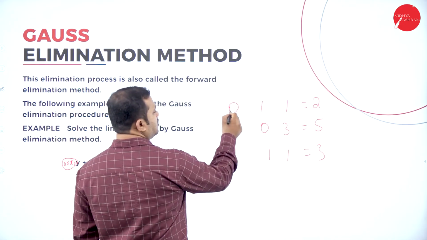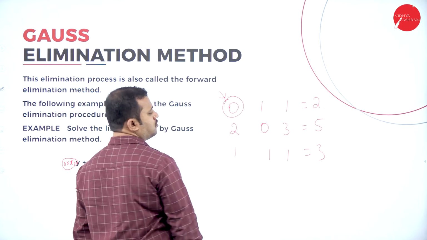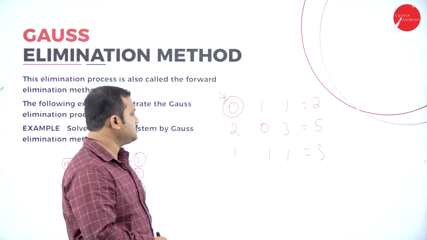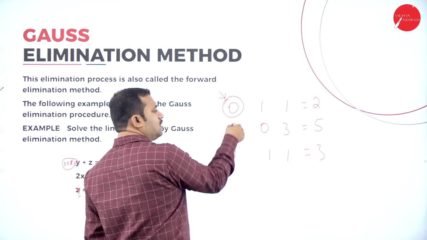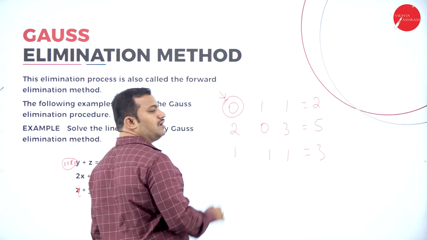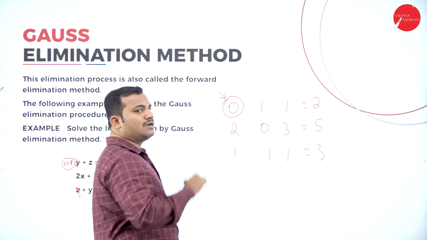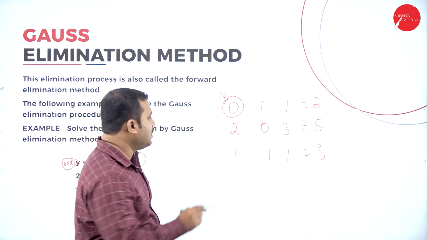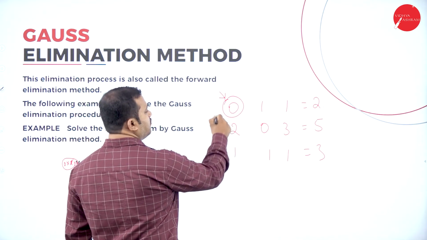If you observe, there is a pivot element which is 0. If the pivot element is 0, how can I do the row operations? It is highly difficult, not at all possible. So which is the alternative option I have? I can interchange the elements between these two.